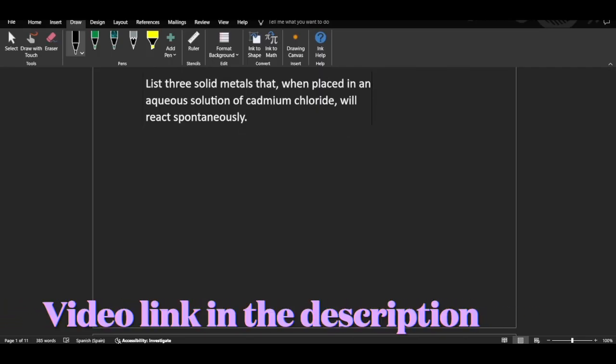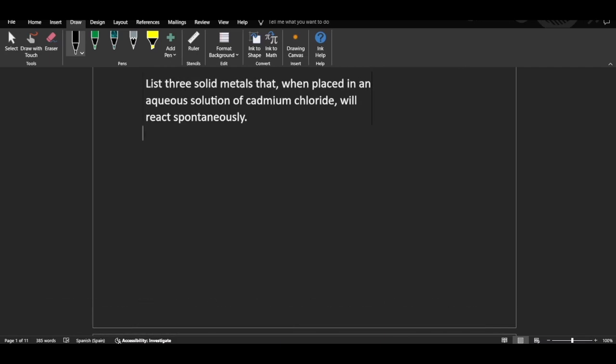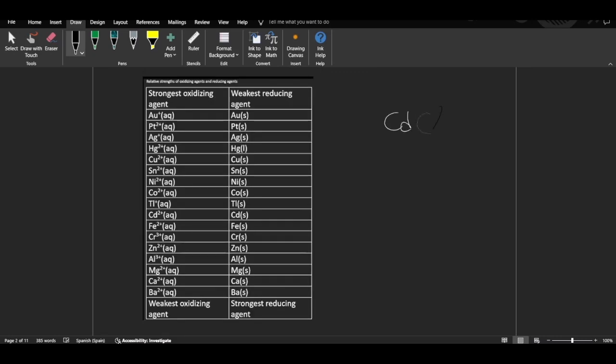We actually looked at this question. See the video link in the description about spontaneity. We had a video revolving around this topic. I kind of want to bring it up again. Which of the 3 solid metals, when placed in the aqueous solution of cadmium chloride, will react spontaneously? Well, in that video, we had a look at this chart where we had CdCl2 as the aqueous compound, and we had to find the metal that displaces it, right? So as you can see, we have Cd over here, and in that video, we looked at which metals can displace it, and it was all of these ones below it, okay?